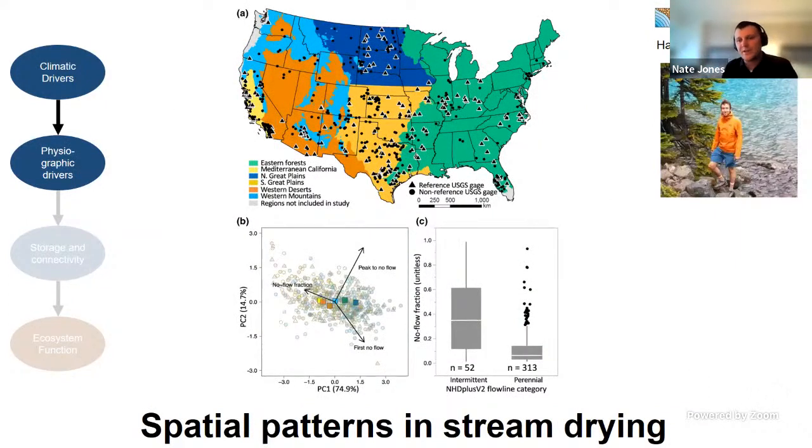So John Hammond took this work and he looked at regional differences in drivers at the annual scale of non-perennial streams, and specifically he was looking at the annual no flow fraction, the first date of no flow, and then the period from the peak of an event to no flow. And what he found, we definitely in this paper saw variation across space.